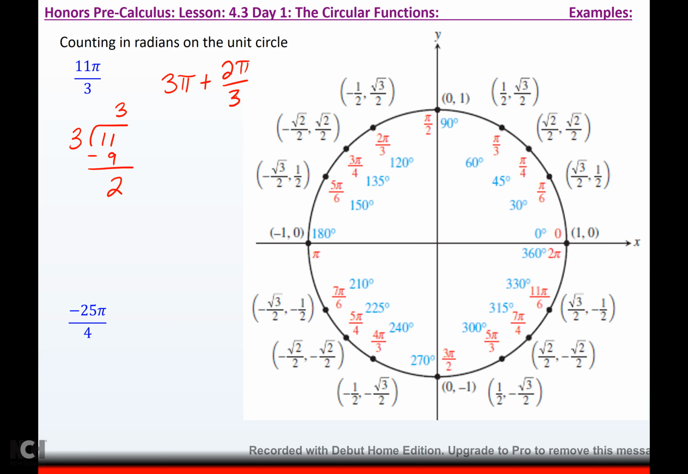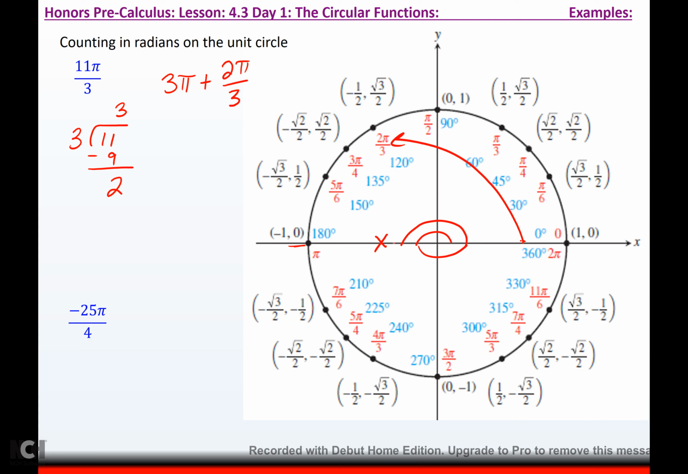Okay, so this would be 1 pi, this would be 2 pi, this would be 3 pi, and then I have to go another 2 pi over 3. Well, I don't know how to count 2 pi over 3 from here. I can go from here. 2 pi over 3 would be right there, 120 degrees. Okay, but I'm not starting from here, I'm starting from here.